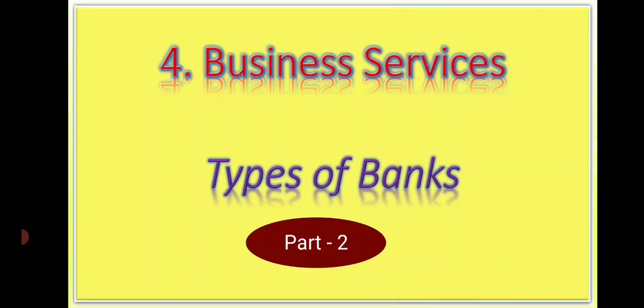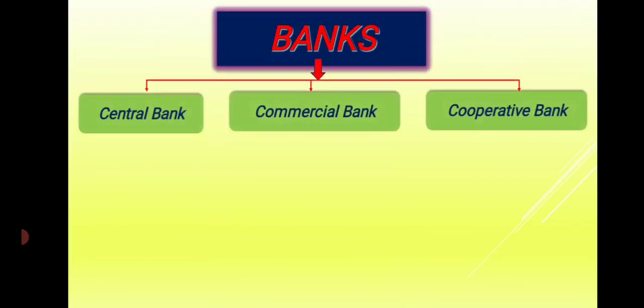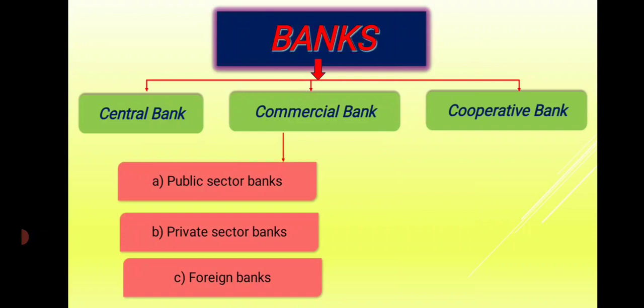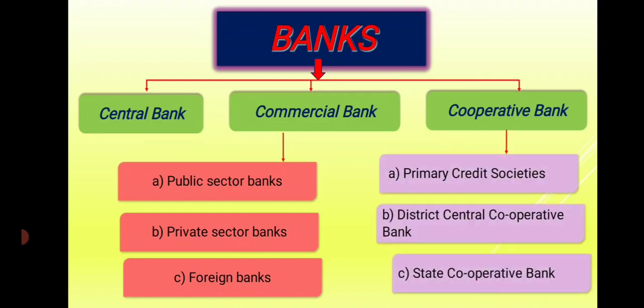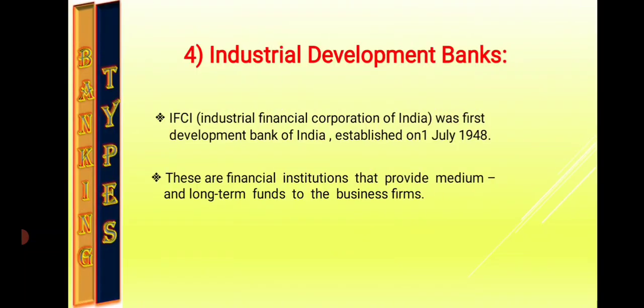In the last lecture, we studied three types of banks. Which are those? The first type is the central bank, the second is the commercial bank, and the third is cooperative banks. We also understood the types of commercial banks, that is public sector banks, private sector banks, and foreign banks. We also studied the types of cooperative banks, that is primary credit societies, district central cooperative banks, and state cooperative banks. Right? Now today we will study the remaining types of banks.